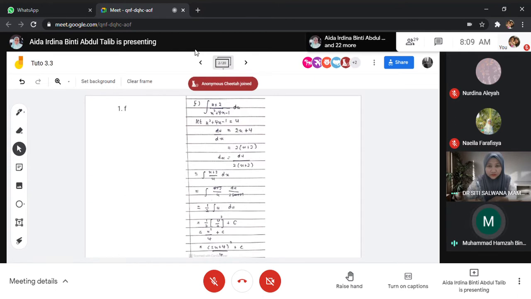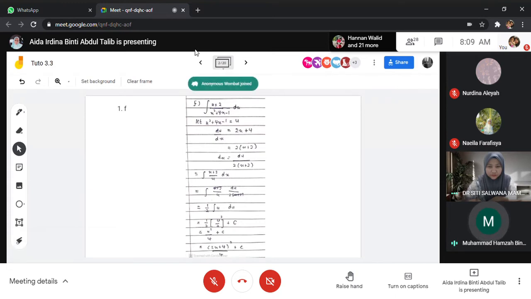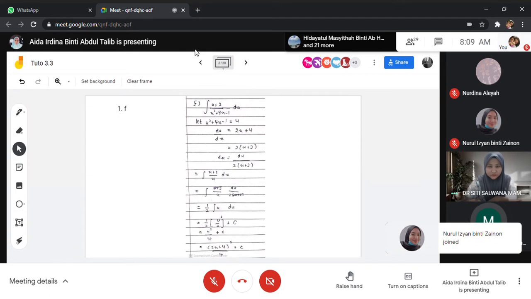Then we simplify, we get 1 over 2 integral u du. Then we integrate, we get 1 over 2 times u to the power of 2 over 2 plus c. We simplify and we get the final answer 2x plus 4 to the power of 2 over 4 plus c.